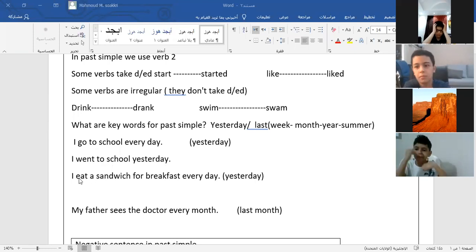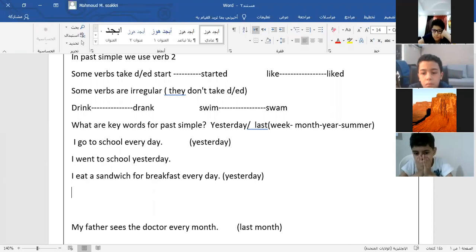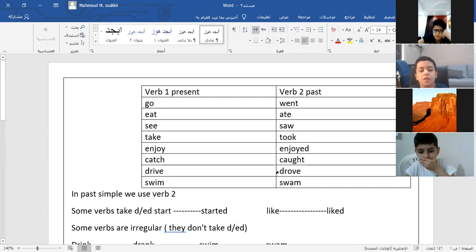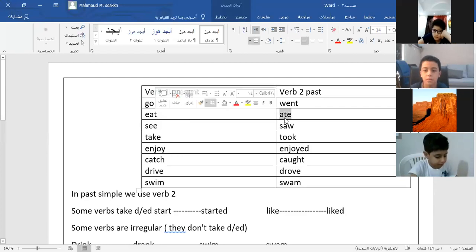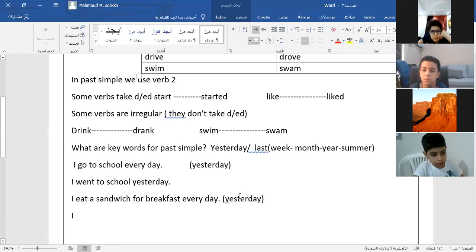Now I have another sentence. I eat a sandwich for breakfast every day. Now I want yesterday. I is the same, no change. It is the subject. The subject doesn't change. What about the verb eat? Look at the table. Eat is verb one. We use it in present. But verb two is ate. Excellent. And here we have the word yesterday.